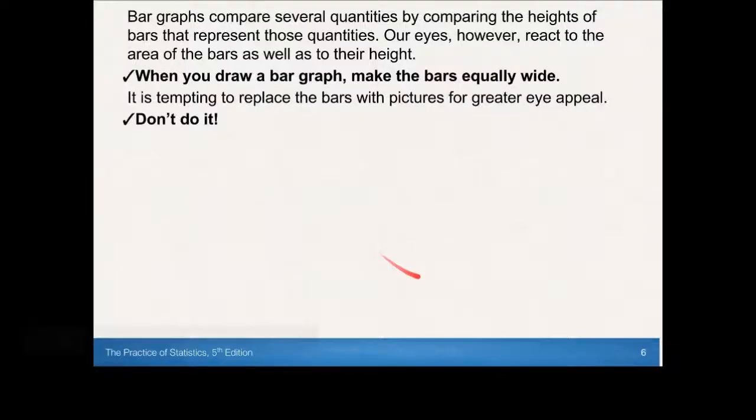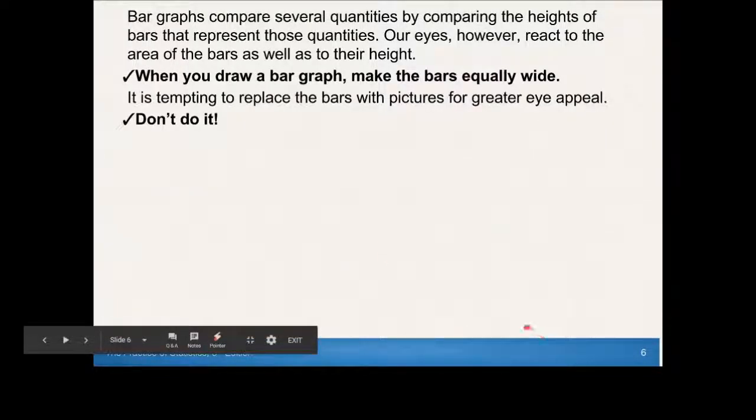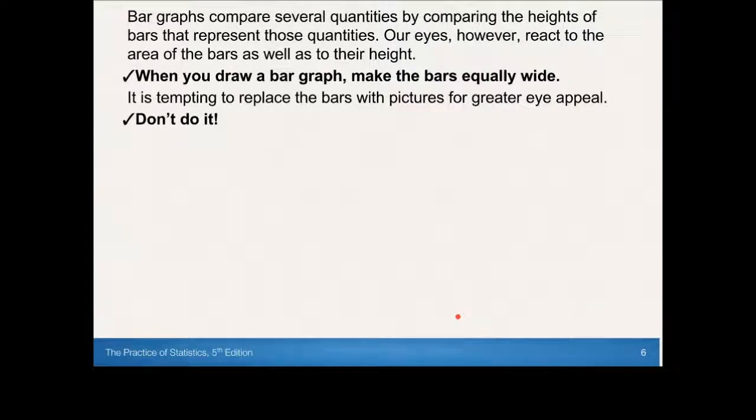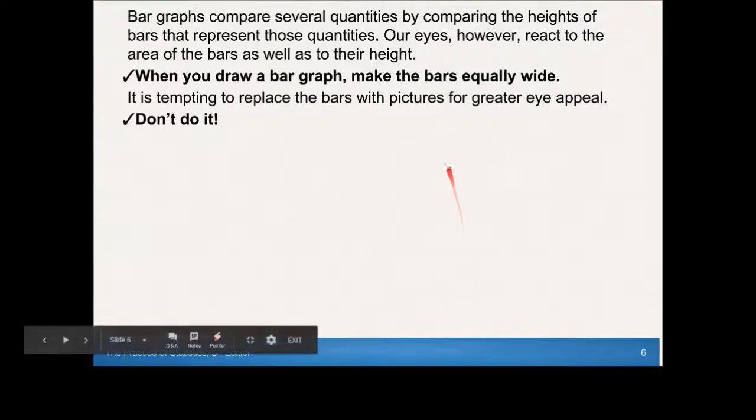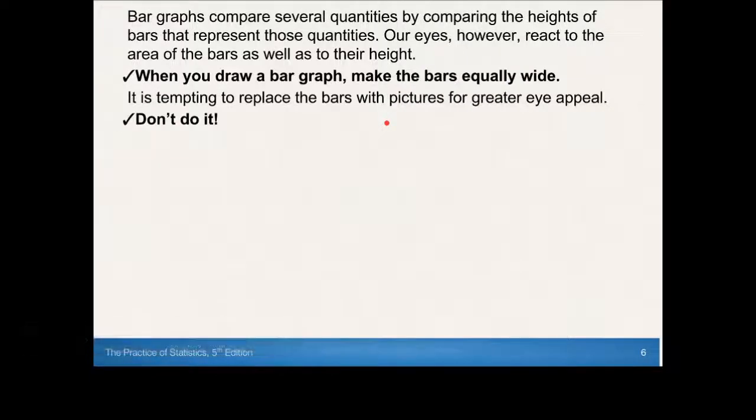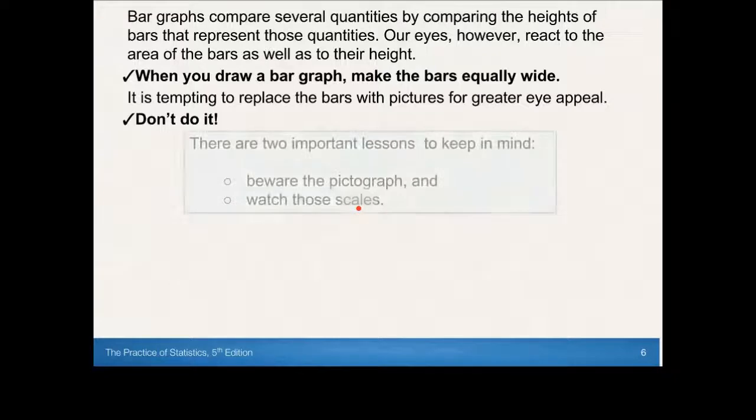Okay, so now we're going to look at the difference between good and bad graphs. Bar graphs compare several quantities by comparing the heights of the bars that represent those quantities. Our eyes, however, react to the area of the bars as well as the height. So when you draw a bar graph, make sure the bars are equally wide. It is tempting to replace the bars with pictures for greater eye appeal, but don't do that. Those are called pictographs, and those don't work so well.